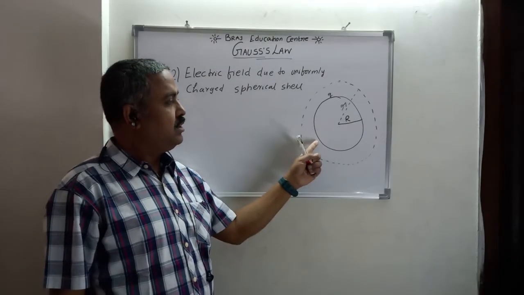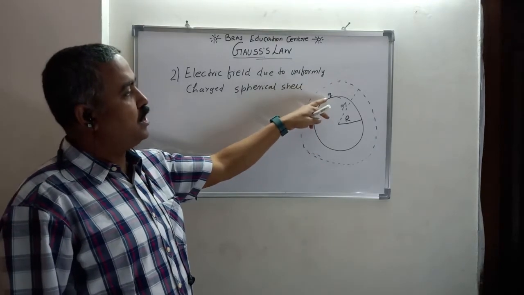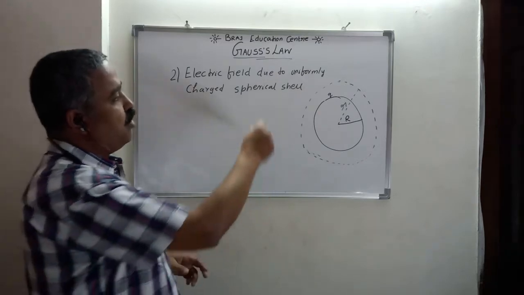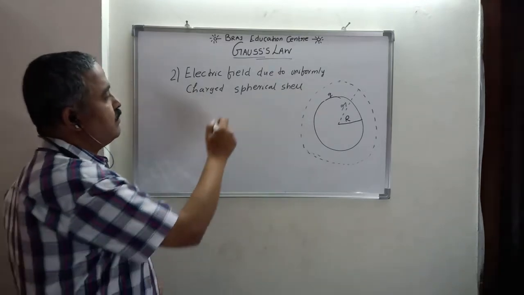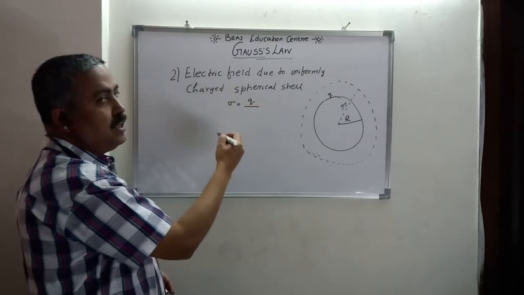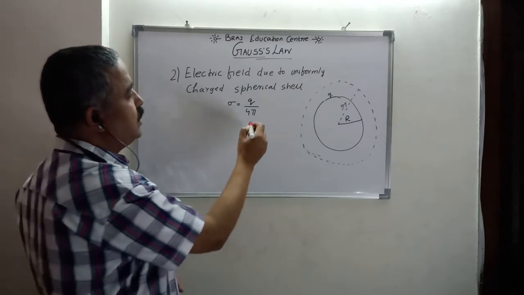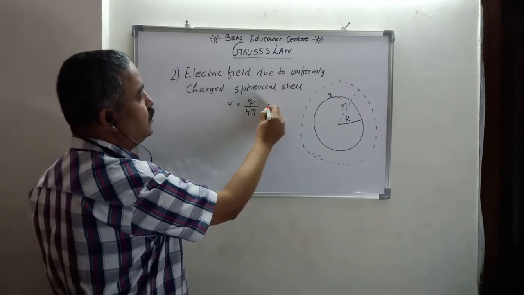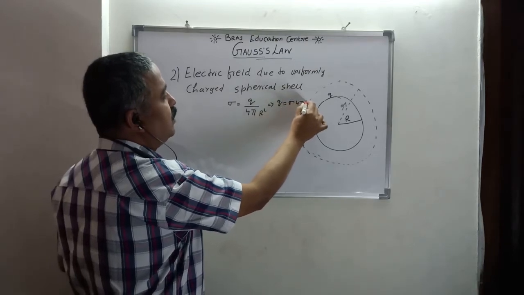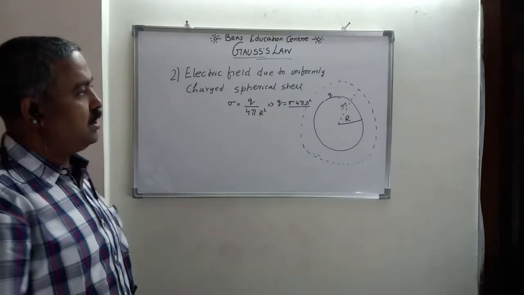From the figure, this is a uniformly charged spherical shell having charge Q and radius capital R. The charge is uniformly distributed and the surface charge density sigma is given by Q upon the surface area. So what is the surface area? Surface area of a sphere is 4 pi R square. So from here Q is equal to sigma into 4 pi R square. We can also take this instead of Q in our derivations.